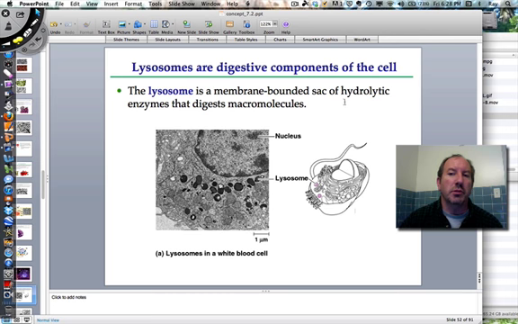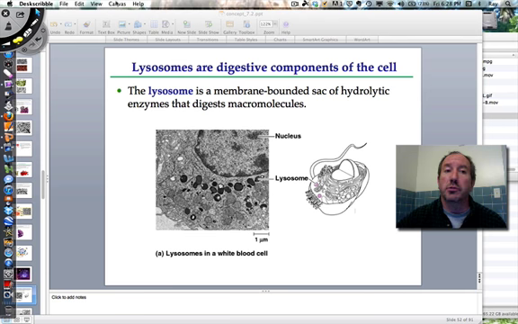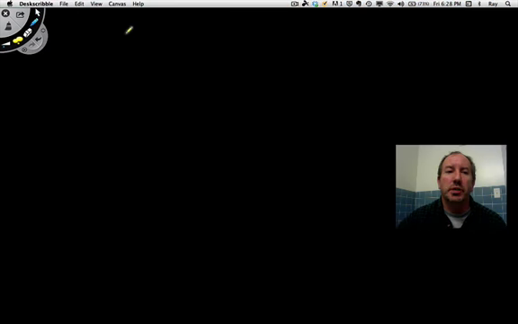And what do they contain? Hydrolytic enzymes. And those are just proteins that are speeding up hydrolysis reactions. In other words, breaking polymers down into monomers. You could ask this question: how did the lysosome get those hydrolytic enzymes in the first place? And that would be a very good question.